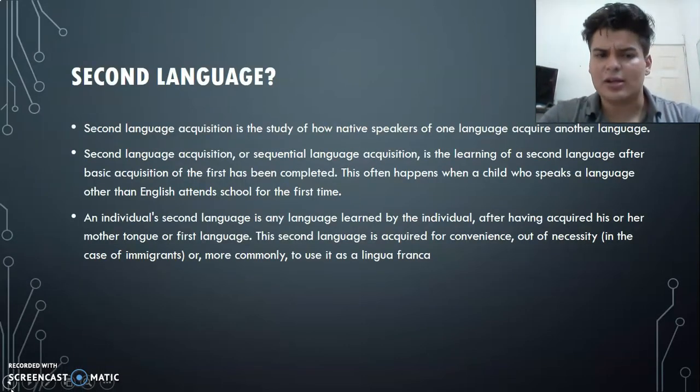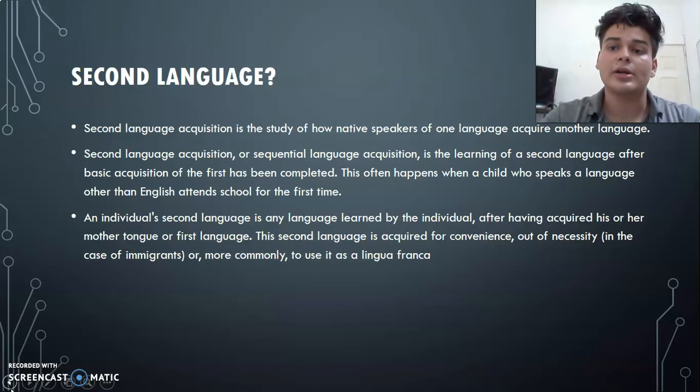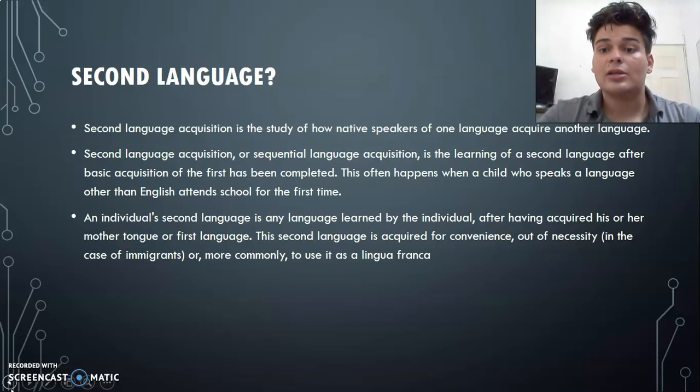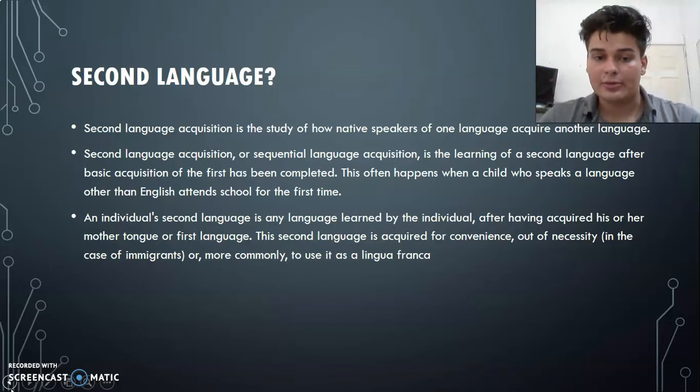So, what is second language acquisition? It's the study of how native speakers of one language acquire another language. For example, in my case, my native language is Spanish and I acquired English as a second language. So basically, it is the study of how we acquire another language.